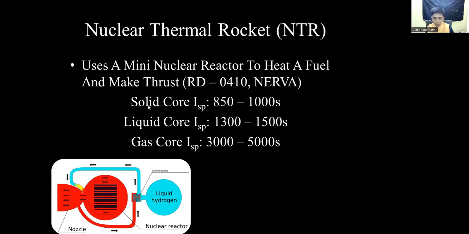If we use a solid core for the nuclear reactor, we can get a specific impulse of 850 to 1000 seconds. If we use a liquid core, we can get a very high specific impulse of 1300 to 1500. If we swap it with a gas core, we can reach an astonishingly high specific impulse of 3000 to 5000 seconds.